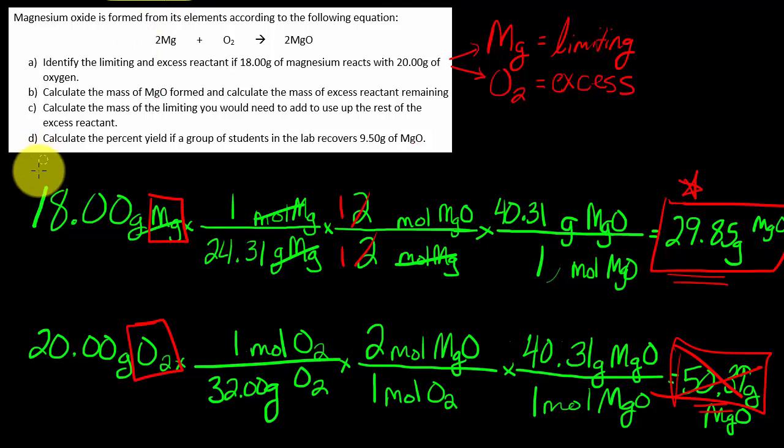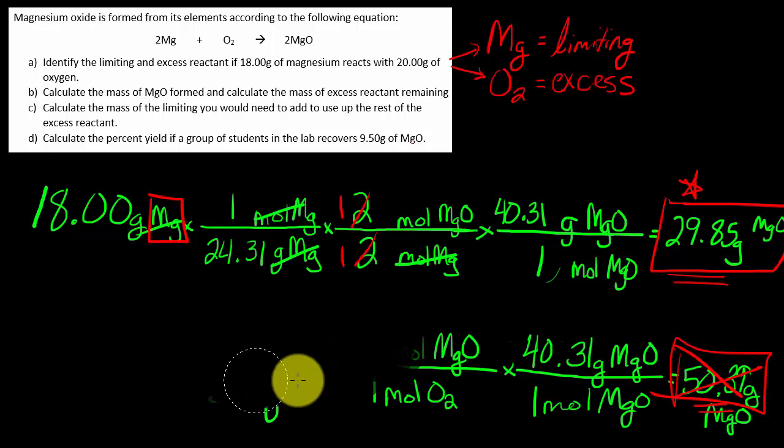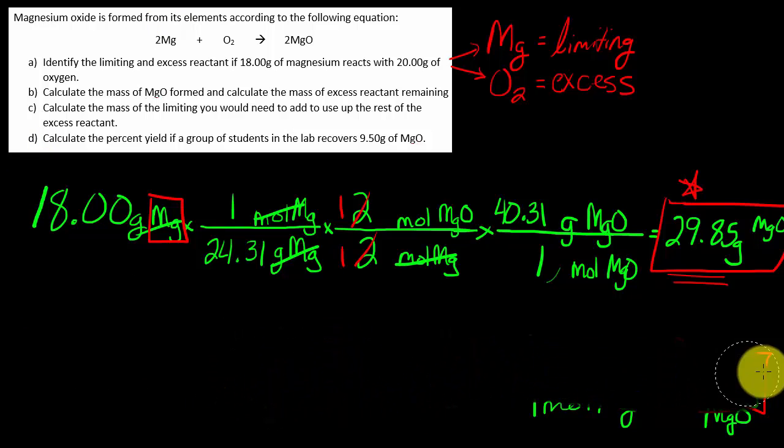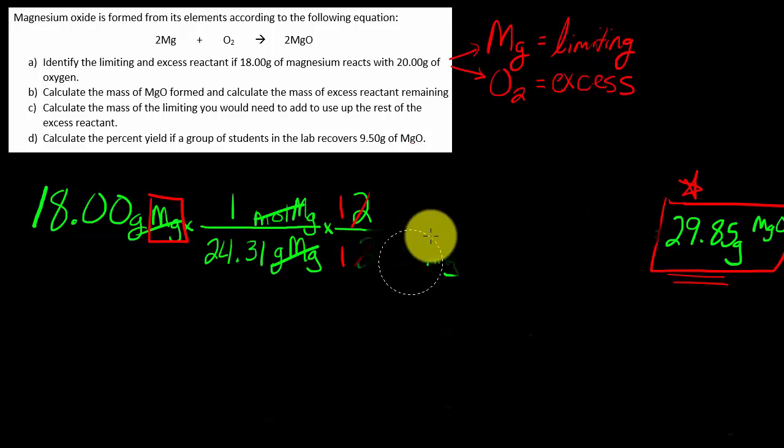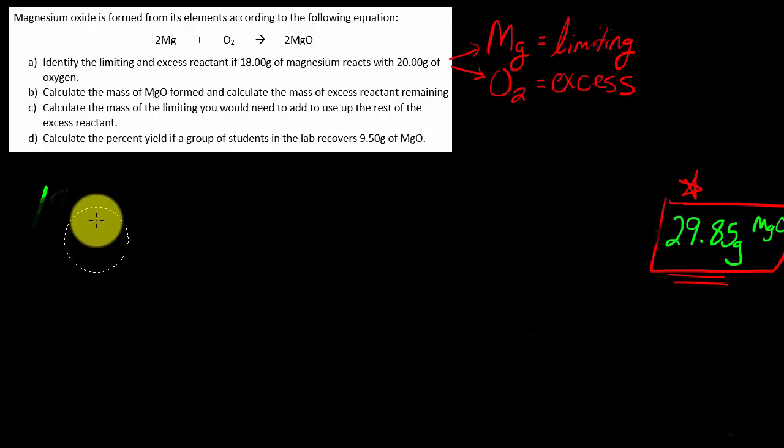So what we can do here is we can go ahead and erase this because we're not going to need it. And we'll be able to move on and do some more of our problems here. So I'm going to erase the math part here, but I'm going to leave the mass of our product up here so we can use it.